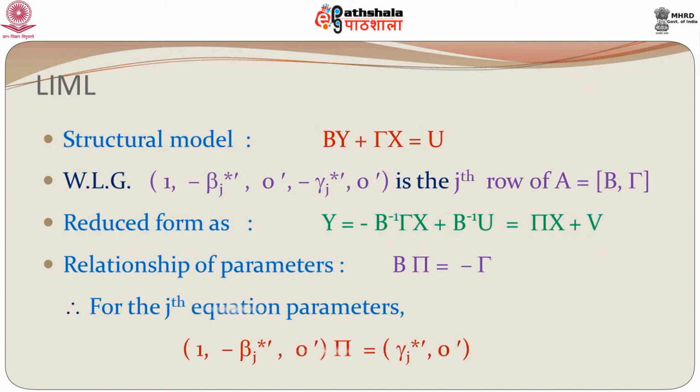Now, for the jth equation parameters, if we use the relationship between the reduced form and the structural form, we get, after some simplification, 1 minus beta j star prime 0 prime into pi is equal to gamma j star into 0 prime. So, we can write the jth equation parameters in terms of the relationship between the structural and reduced form parameters.